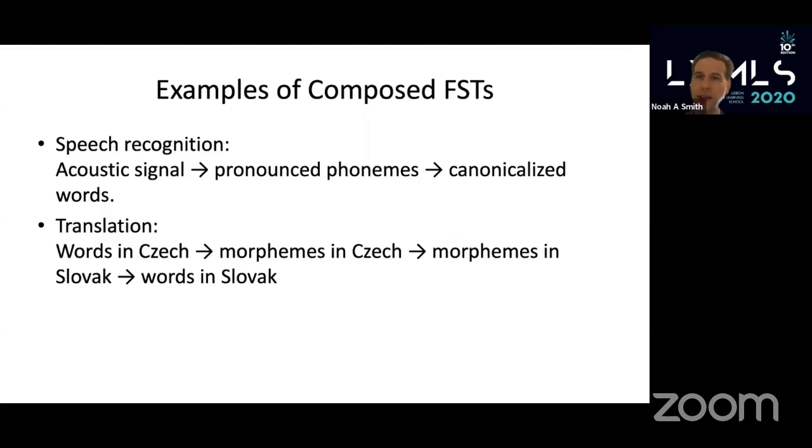So that's your first transducer. Your second transducer goes from Czech morphemes to Slovak morphemes. That's your translation module. And then finally, you have another morphological module for Slovak, which transforms the morphemes in Slovak to the surface words. And so again, 3 different researchers could work on these 3 different parts, and then you could compose them all back together.